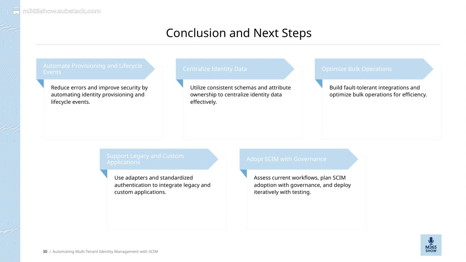Centralizing identity data is another key point. By using consistent schemas and establishing clear attribute ownership, you can create a single, reliable source of truth for all identity information. This reduces errors and simplifies management. Finally, automating provisioning and lifecycle events helps minimize manual effort, reduces errors, and enhances security. Automating these processes ensures that user access is always current and accurate, supporting overall security posture. Together, these steps will help you realize the full benefits of automated, scalable, and secure identity management across your organization.